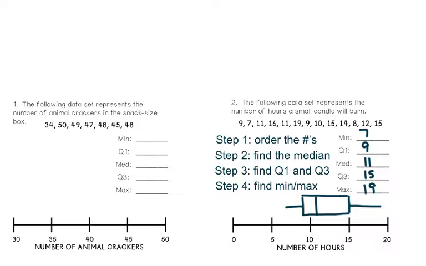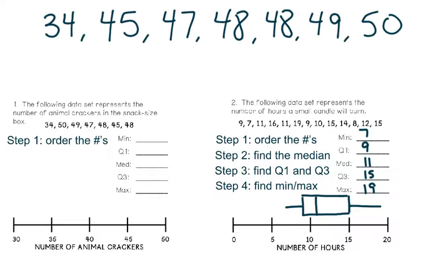So using our work from number 2 as an example, I'm now going to challenge you to look back at number 1, and we're going to try that one together. So I want you to start with step 1, order the numbers from least to greatest. Do that now and press play when you're ready to check. Once you have your numbers in order from least to greatest, your next step is to find the median. Go ahead and try that now and then press play when you're ready to check.